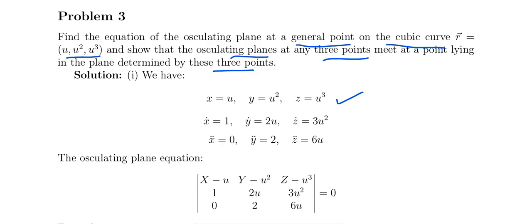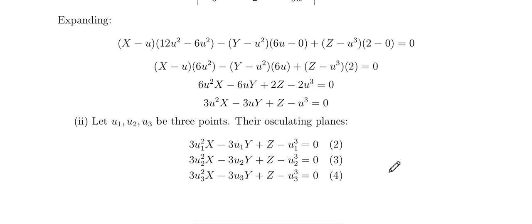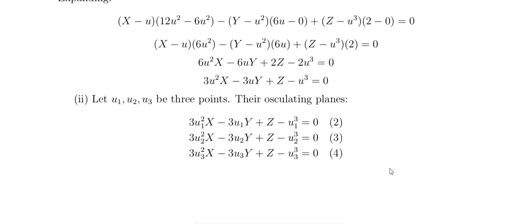x, y, z point. Differentiating, x dot is 1, y dot is 2u, z dot is 3u square. Once again, we find the second derivative with respect to the parameter: x double dot is 0, y double dot is 2, z double dot is 6u. Substitute these directly, and you will get the equation, that is x, y, z and u cube. So this is called the equation of the oscillating plane.